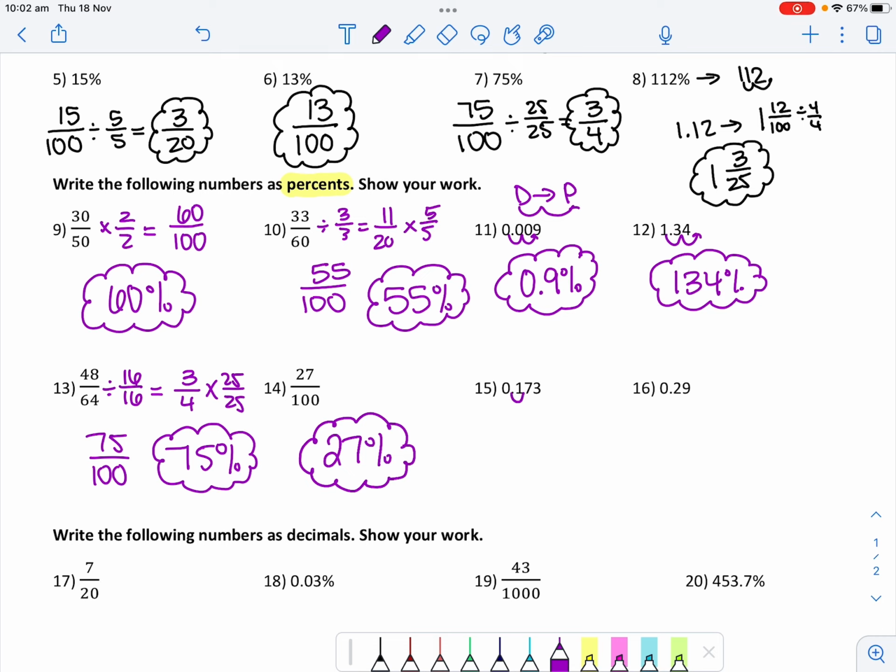0.173, I'm going to move it twice to the right, so 17.3%. And 0.29, I'm going to move it to the right twice, so 29%.